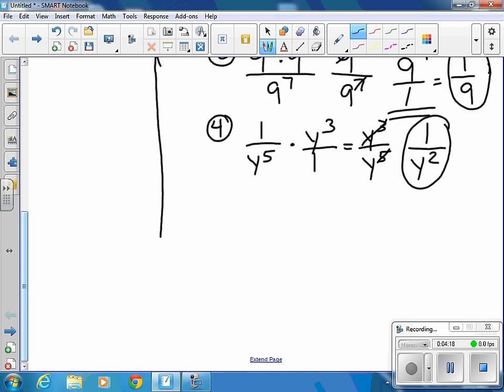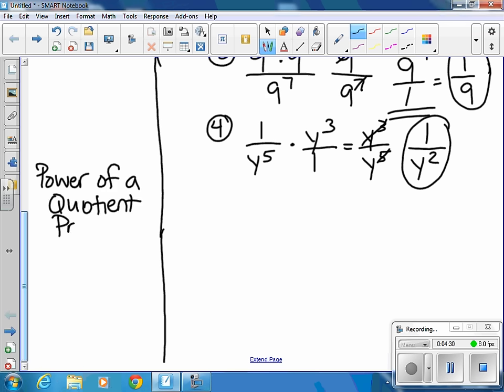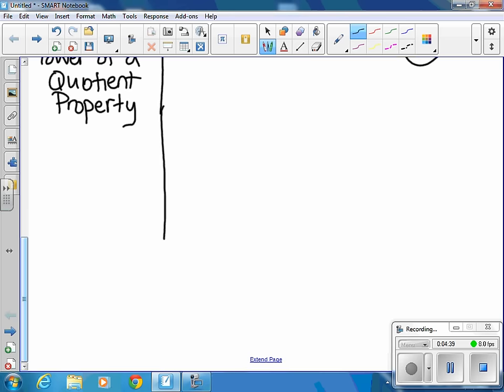All right, so now let's go to the last property for this unit, and it is known as the power of a quotient property. And we've already done this one in a way. I've managed to sneak it into some of our other examples without calling it this. So you're going to recognize pieces of this one, right? But then we're going to do some more with it.